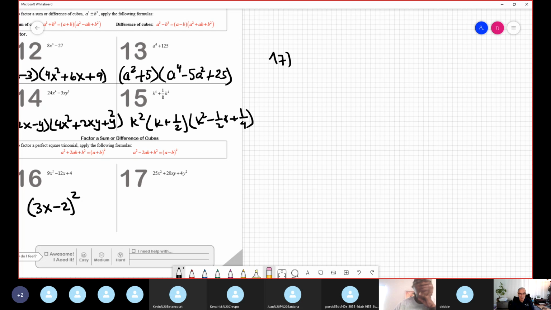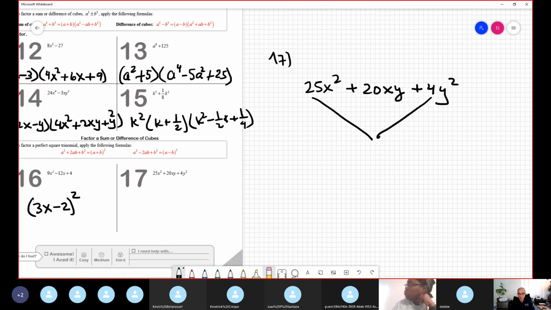For example, 17 is similar. It's 25x squared plus 20xy plus 4y squared. So now you say, wow, look at this. You consider it as special, 25 times 4 is 100. Wow, 100 is too long, too big a number. No, I never do it that way. I try to avoid it. How? Verification. 25 and 4 are perfect square numbers.